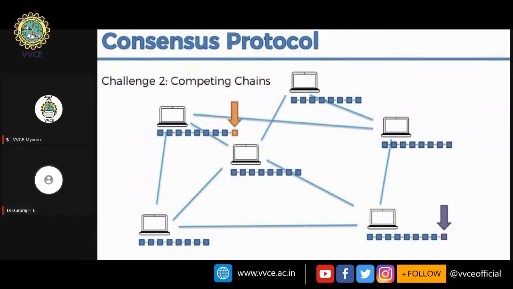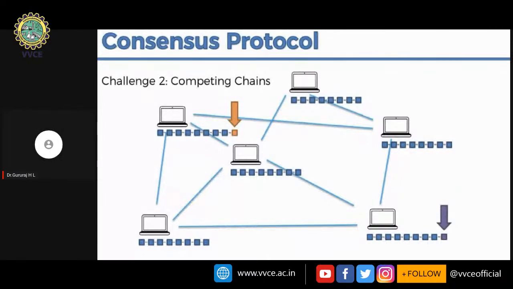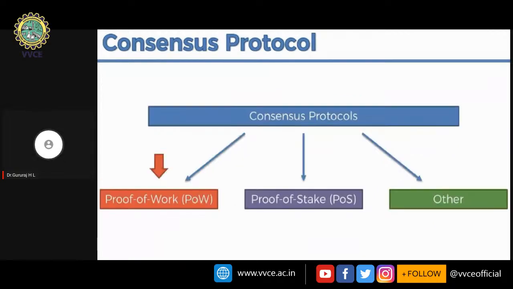Continue. Okay, the second challenge is we have two blocks, two nodes with two different blocks at the same time. The first block we consider as orange color, and the last what we consider as lavender color. And they will send the updated connection to all their neighboring nodes, saying that we have a new block. Based on the majority, they'll take or they'll leave. Such operation is called competing nodes.